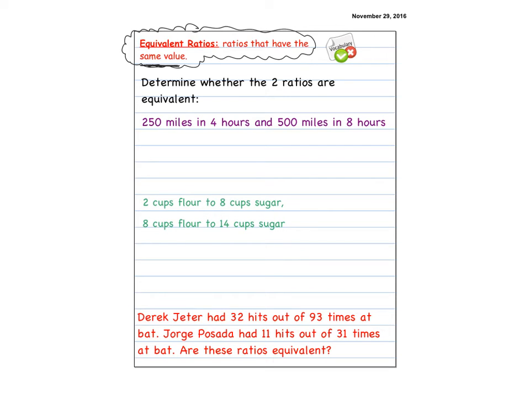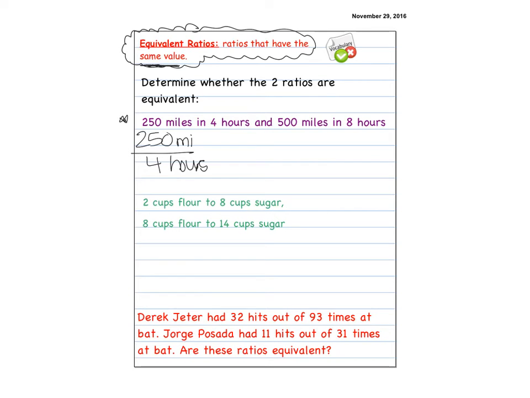So determine whether the 2 ratios are equivalent. So 200 miles in 4 hours and 500 miles in 8 hours, or 250. I think I just said 200. 250 miles over 4 hours. Remember, the number that comes first is the numerator, and the number that comes second is the denominator.